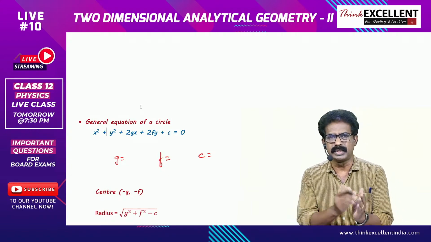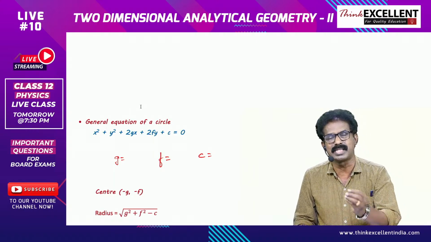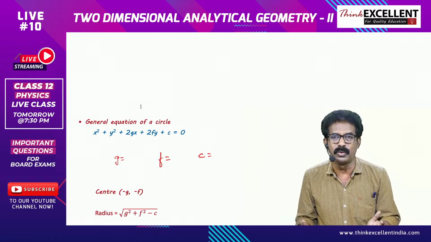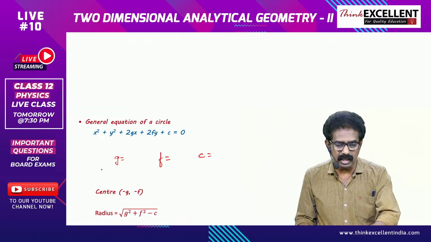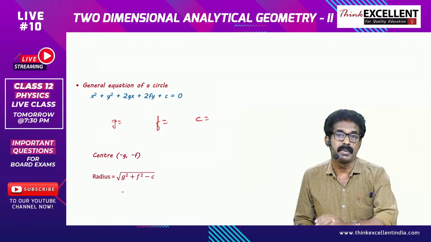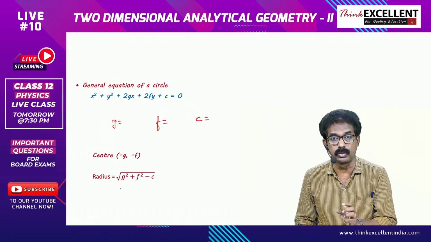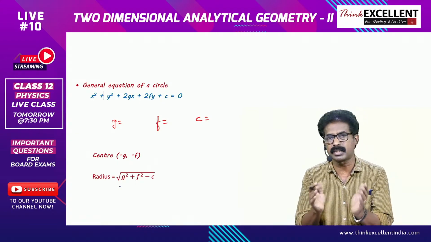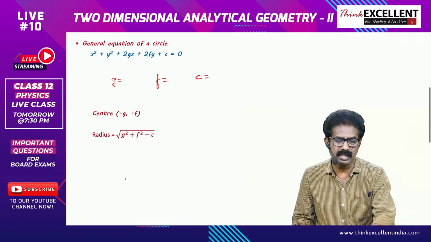Once you know G, F, C, then you must know how to find center and radius. Two very simple formulas. Many of you may know. Center formula: minus G, minus F. Radius formula: root of G square plus F square minus C. That much units you write. Take the positive value. The root should come, do not put plus or minus, because radius cannot be negative. Okay, so center, radius. So this is the first result.